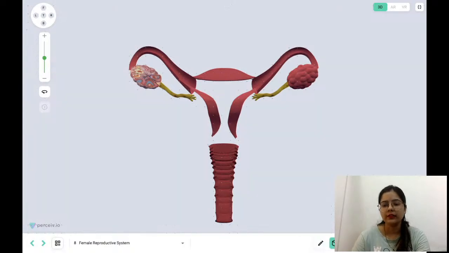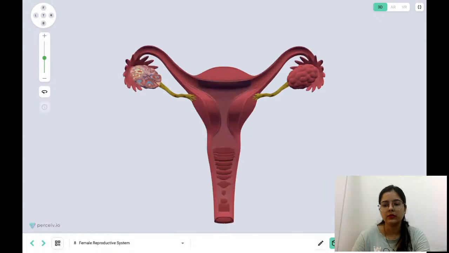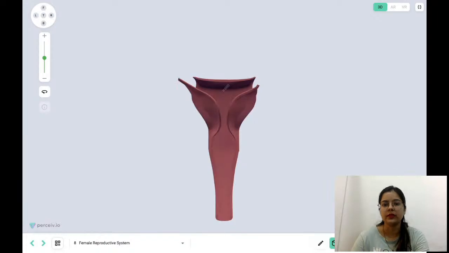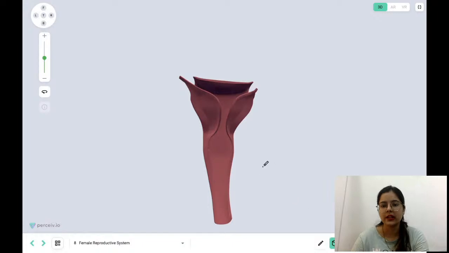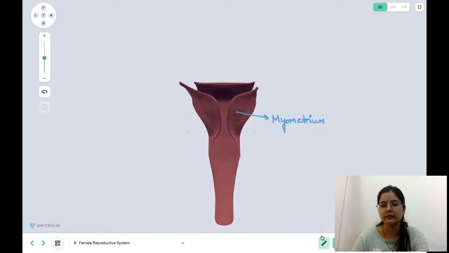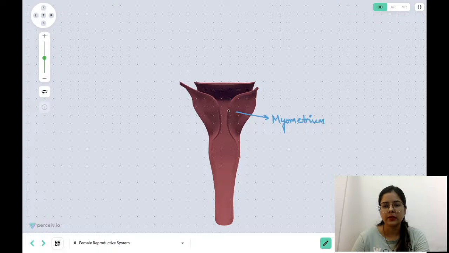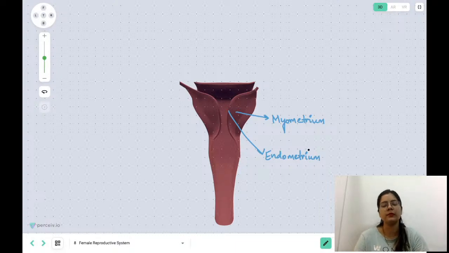And again, we are going to see the inner component. So this inner component, which you can see over here, if I just isolate this part, this indicates your inner layer. This one is your endometrium. So the three important layers of uterus that are being found are the perimetrium, myometrium, and the endometrium.